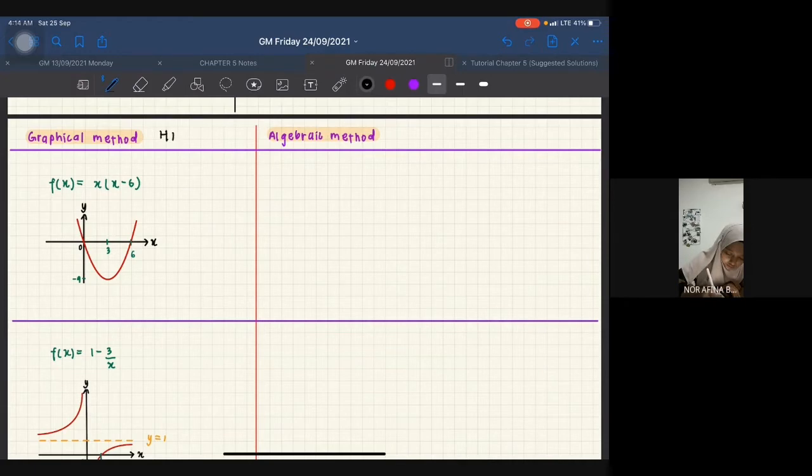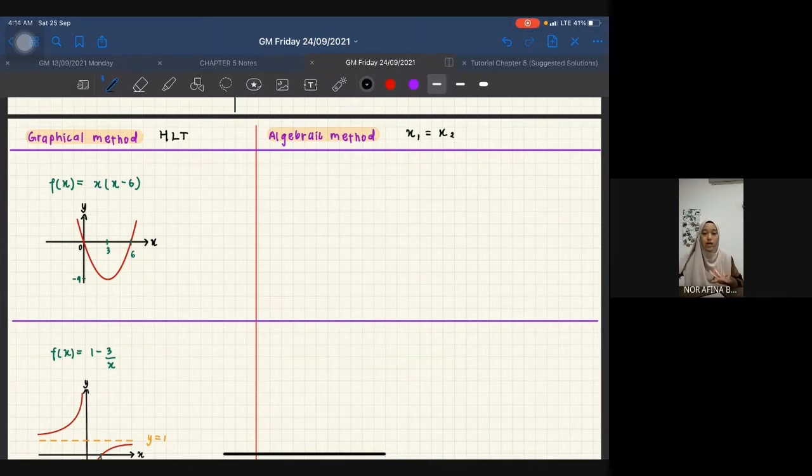Horizontal line test. Nama pendek dia HLT. Okay, so H horizontal. Okay, and then algebraic method ni pula, cara dia adalah kita nak tentukan dia last kali tu mestilah X1 sama dengan X2. Okay, so let's take a look at how we are going to do this.